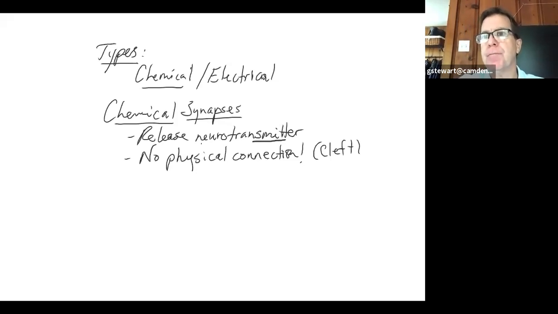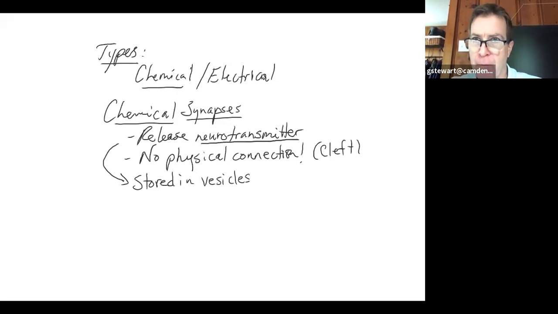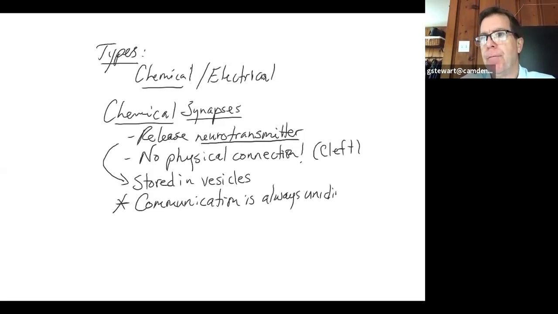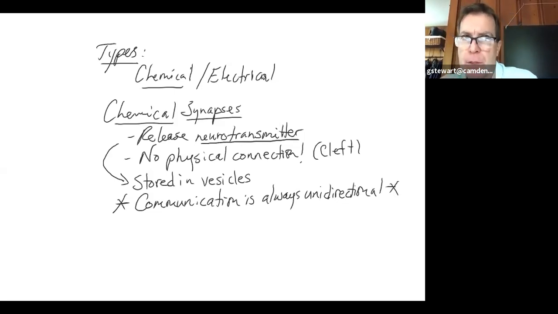This neurotransmitter is stored in vesicles. We know that from our neuromuscular junction. So at the axon terminal, the neurotransmitter that is manufactured by the neuron gets stored in those bubble-like structures called vesicles. I'm going to put an asterisk here. In this type of synapse, communication is always unidirectional. That means communication always goes from the cell releasing the neurotransmitter to the cell that's receiving the neurotransmitter. That sounds basic and intuitive, but the electrical synapses don't always behave that way. That's why I made a big deal out of that.